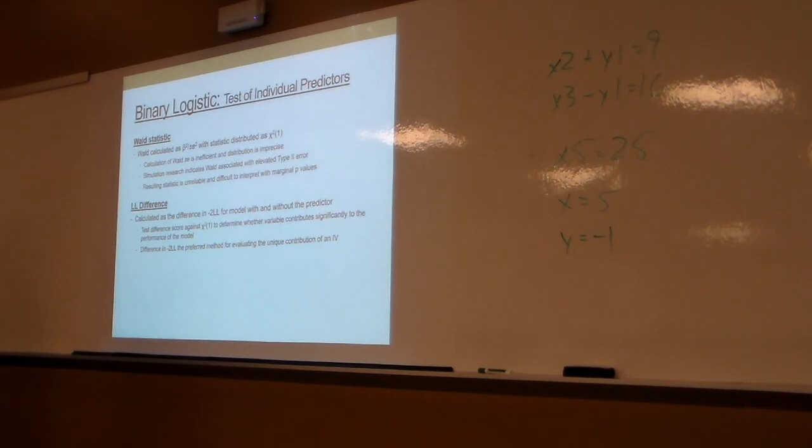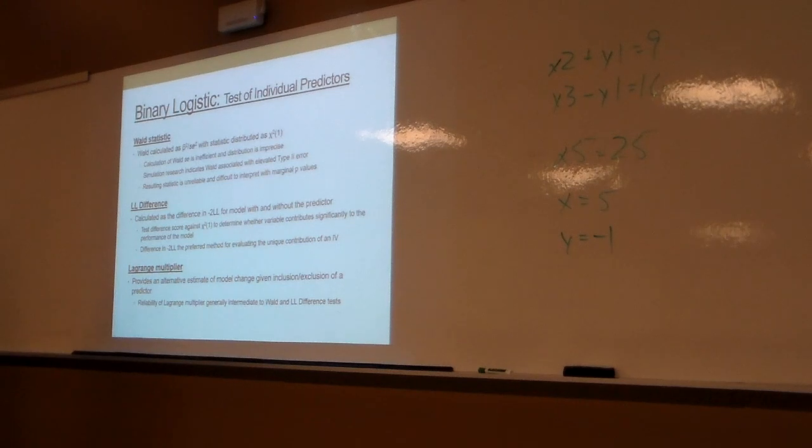This is our preferred method for evaluating unique contribution. Oftentimes you won't see this just because statistical programs don't provide it. Wald statistics provide a general rough estimate of what's going on, and if you've got things that are clearly not on the margins, this is probably good enough, but this is technically the most precise way to test the contribution of individual predictors.